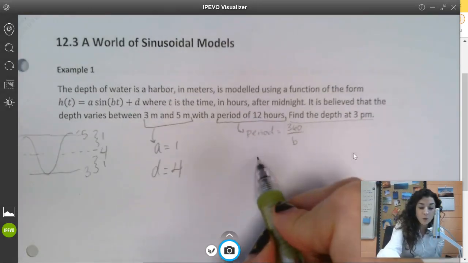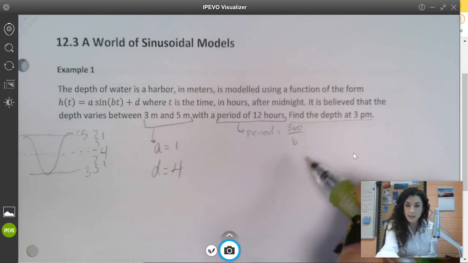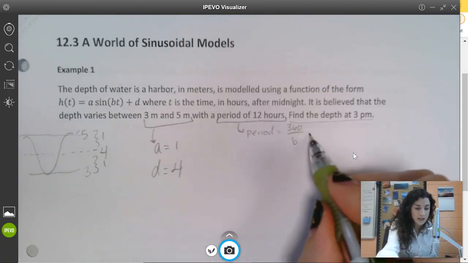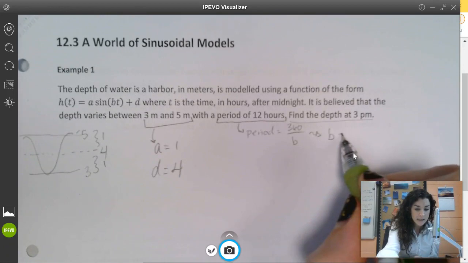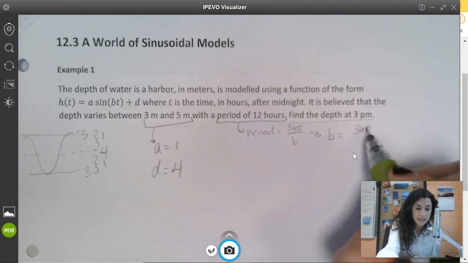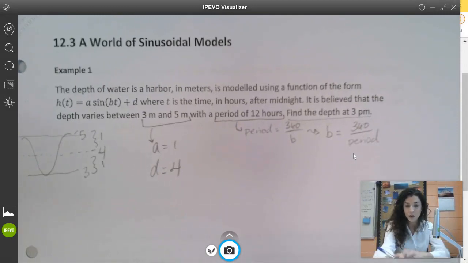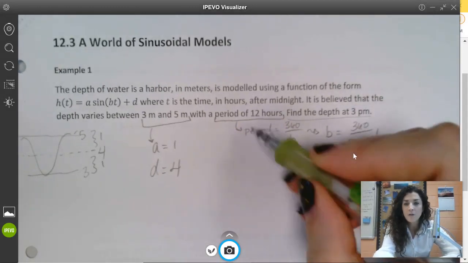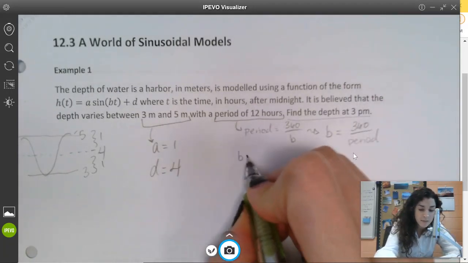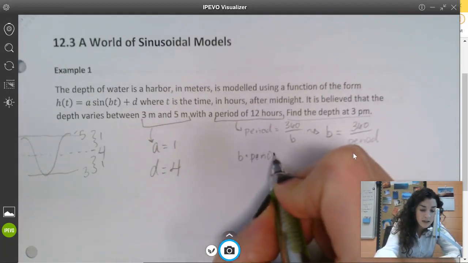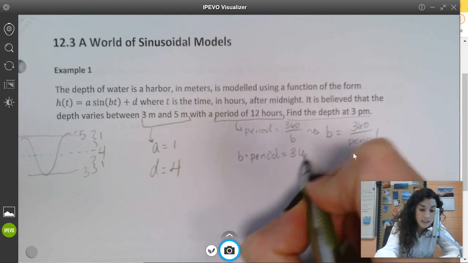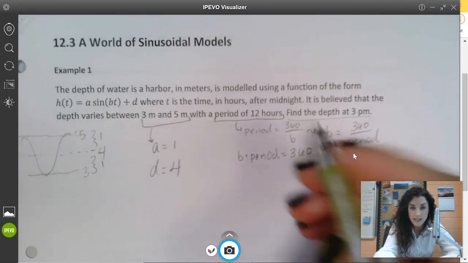And then our period being 12 hours, realize that you also can have an equation that B is equal to 360 divided by your period. You're going to see me taking that shortcut quite a bit because I know that is a shortcut. I'll explain it to you really quick. If you multiply both sides by B, it would be B times the period equals 360. And then you can divide both sides by the period.